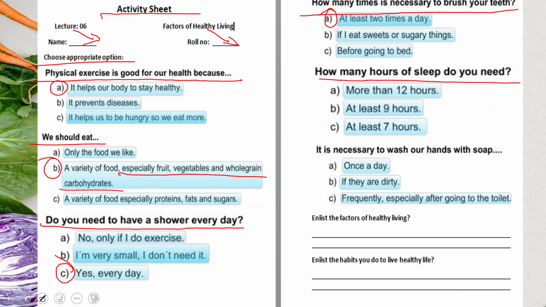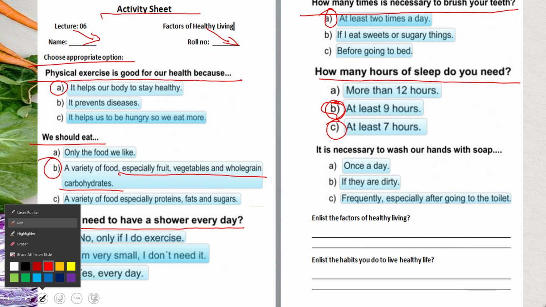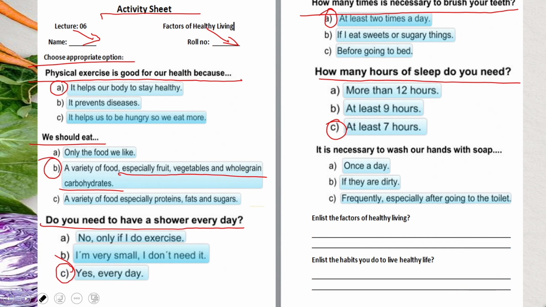How many hours of sleep do you need? More than 12 hours, at least 9 hours, at least 7 hours. It is at least 7 hours. Okay? Okay, यानी कि कम से कम आपको 7 घंटे सोना चाहिए.